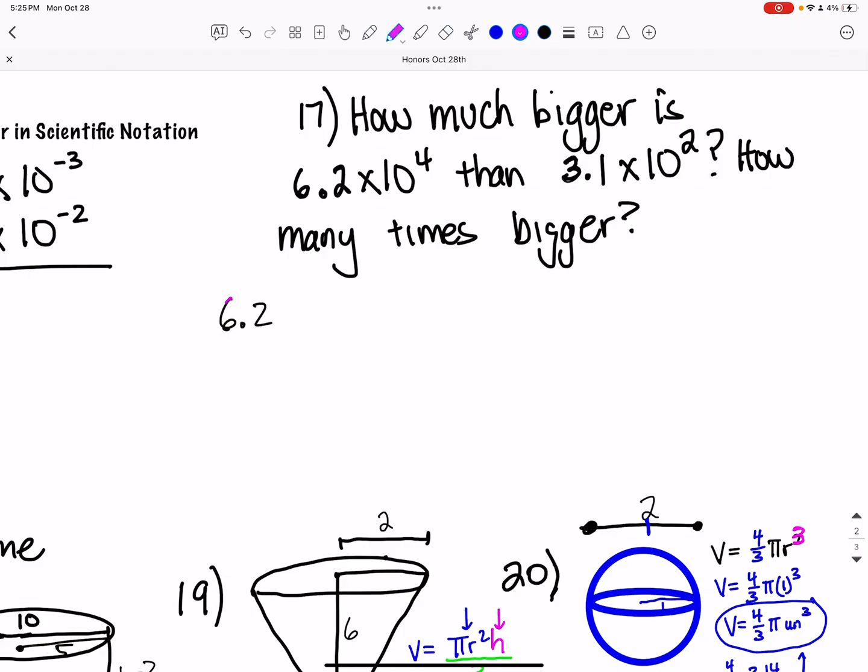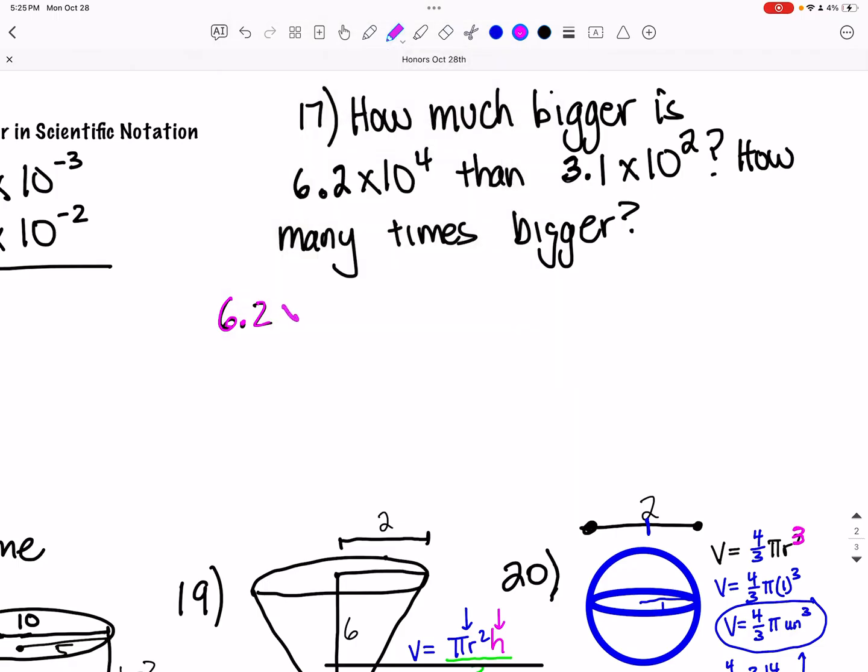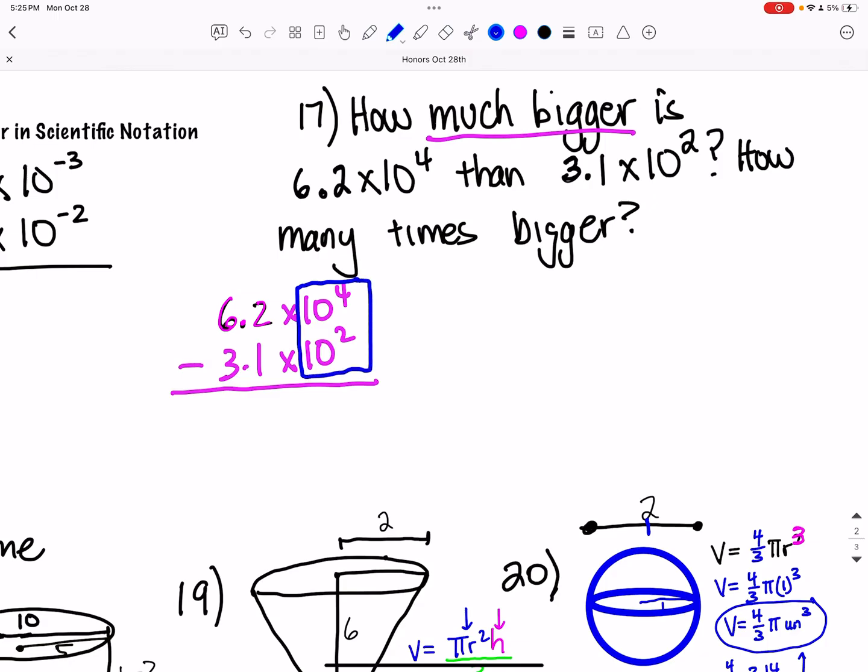6.2 times 10 to the 4th minus, because it says how much bigger, that's minus 3.1 times 10 to the 2nd. I hate doing these with addition and subtraction because there are no shortcuts for the powers in subtraction. So I can't combine these into anything. I have to do this the long way and turn them into normal numbers. I start with 6.2, and if I multiply by 10 four times, that moves it over 1, 2, 3, 4. This is really 62,000.